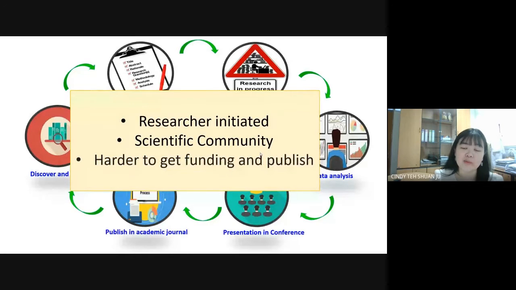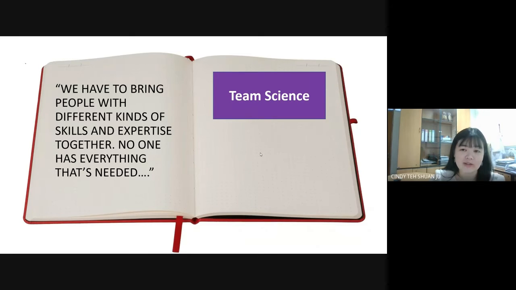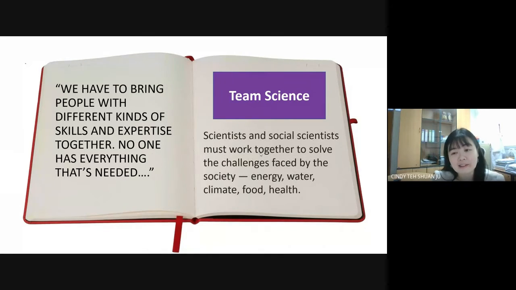The conventional research project is usually researcher initiated, okay? And the communication and knowledge are all shared among the scientific community. This kind of research is important, but it is harder to get funding and published. So recently, people started to think that we have to bring people with different kinds of skills and expertise together. No one has everything that's needed. So this is the in thing, team science, where scientists and social scientists must work together to solve the challenges faced by society, from energy, water, climate, food, and health.